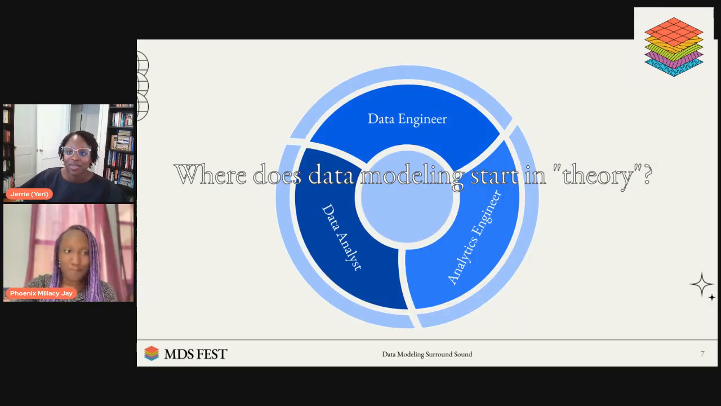And so what does that really mean for us as analytics engineers? Part of why Phoenix and I started talking about this was, it depends on what kind of team you're working with. Is it a large team? Is it a small team? Are you resourced in a way where you have people who are data engineers and data analysts and also have analytics engineering? Or are you in a space where you only have analytics engineering? So we started talking about where does data modeling really start, in theory, and who really gets to make the decisions around how you're going to approach it and how you're going to organize the information.